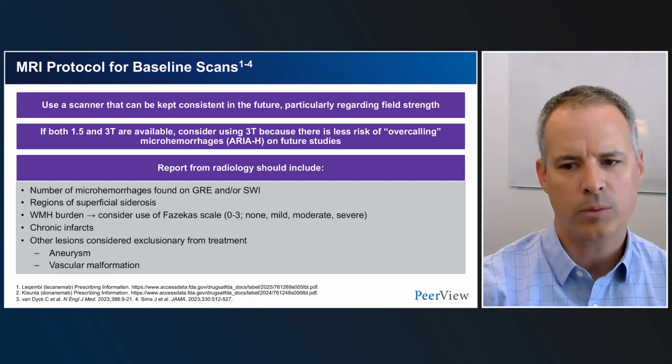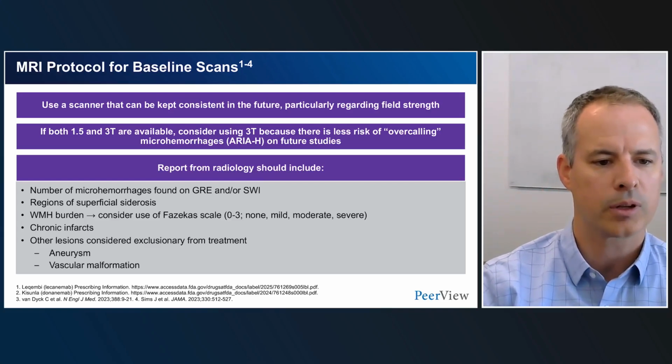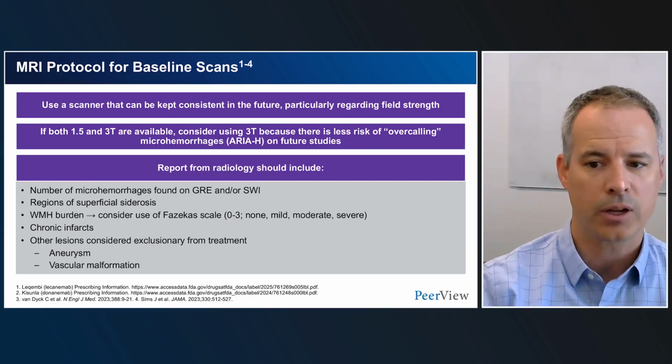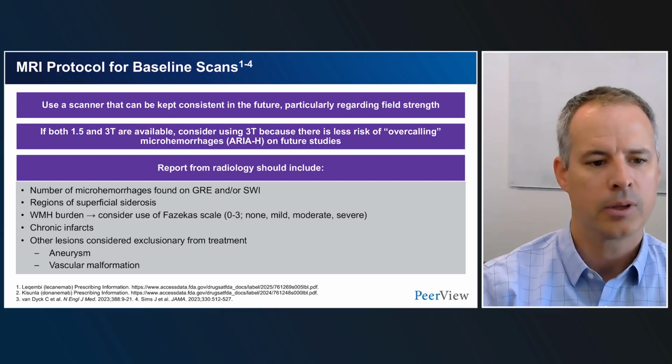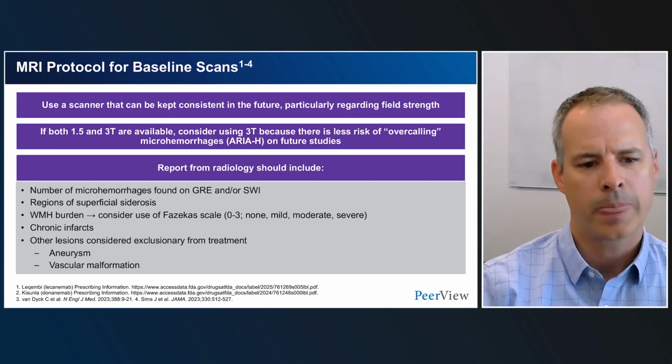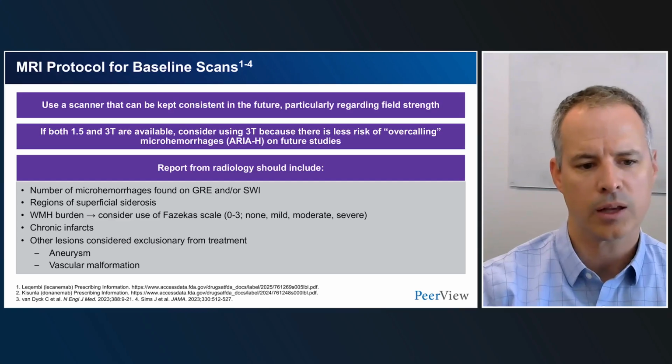And in your report, it's important that the radiologists that you work with are able to produce a report that actually counts the number of microhemorrhages and indicates whether or not they're GRE or SWI, because the numbers will be different, so that you can track those over time. It also mentions if there's any regions of superficial siderosis, uses the Fazekas scale to tell about the degree of white matter hyperintensity burden, and mentions any chronic infarcts or any other kind of lesions that might exclude you from treatment, like aneurysms or AVMs.